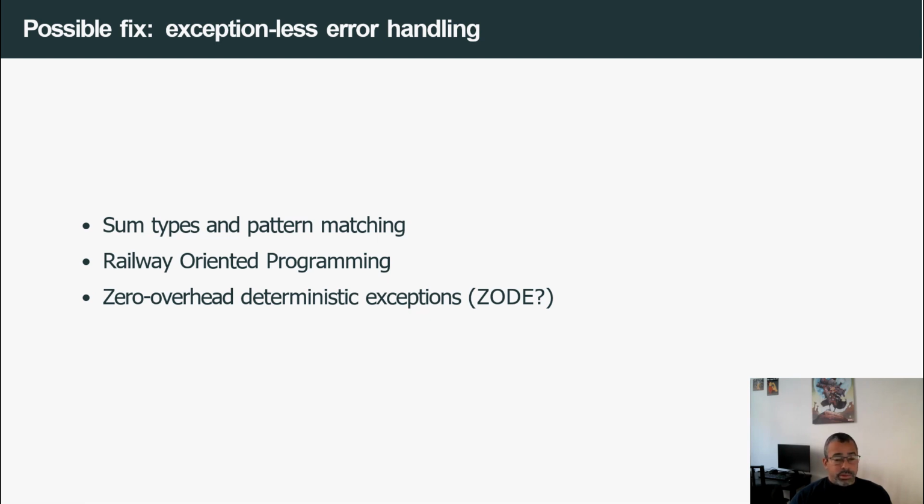Railway-oriented programming, which is basically a fancy word for monads, which is a fancy name for other things anyway. You can look up what that means, or we could also go maybe the route that there's a proposal in C++ to do zero overhead deterministic exceptions, in which throw doesn't really throw, it just returns a result value. And in the spirit of C++, I came up with an acronym for this called ZODE, because C++ is the gift that keeps on giving when it comes to ridiculously bad acronyms.